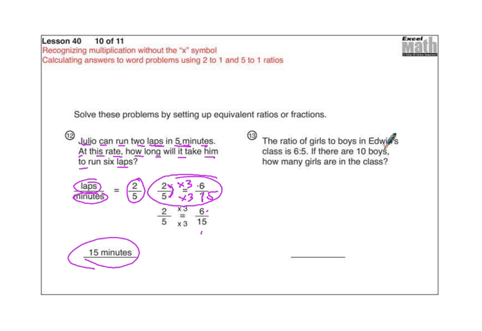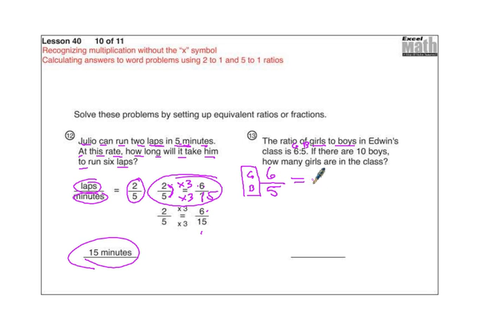The ratio of girls to boys in Edwin's class is 6 to 5. If there are 10 boys, how many girls will be in the class? Notice it's girls to boys, so this number here is girls, and that number is boys. So you set up 6 to 5, girls to boys. Got to make sure we keep that in mind, that it's girls on the top, boys on the bottom.